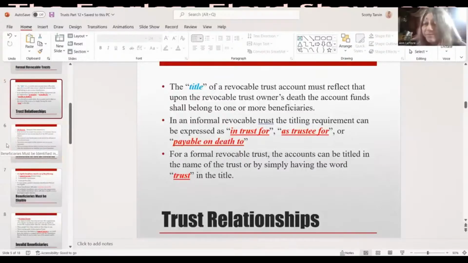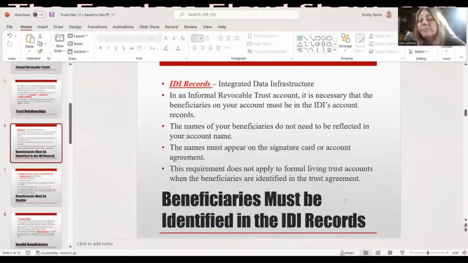Okay, there you go. Panel 6. Beneficiaries must be identified in the IDI records. IDI records, integrated data infrastructure. In an informal revocable trust account, it is necessary that the beneficiaries on your account must be in the IDI's account records. The names of your beneficiaries do not need to be reflected in your account name. The names must appear on the signature card or account agreement. This requirement does not apply to formal living trust accounts when the beneficiaries are identified in the trust agreement.